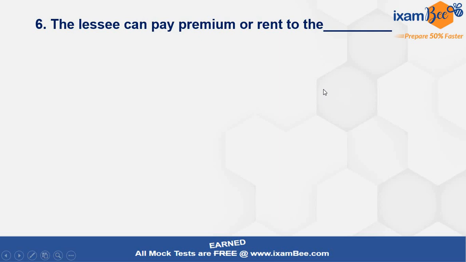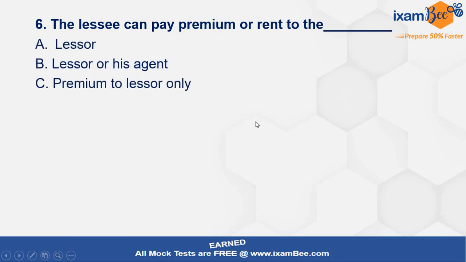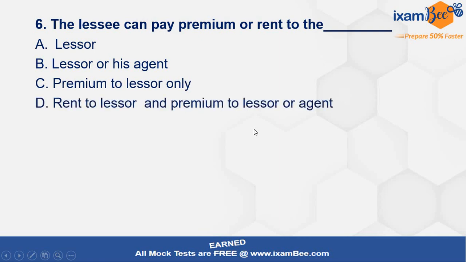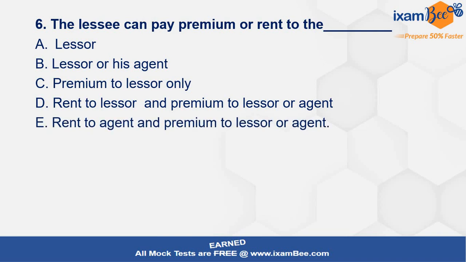The lessee can pay premium or rent to the lessor or his agent, premium to the lessor only, rent to the lessor and premium to the lessor or agent, rent to the agent and premium to the lessor or agent. Now this is a very easy question if you know the exact answer. Otherwise, with the options given, you will get confused. So the lessee can pay premium or rent to whom? That is the question. The correct answer is B. That means the lessee can pay premium or rent to the lessor or his agent.